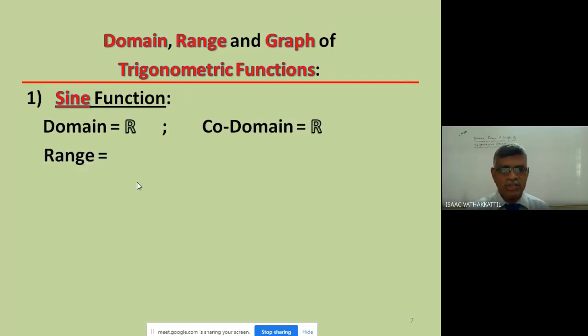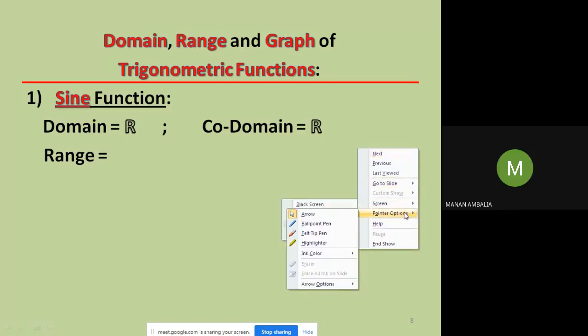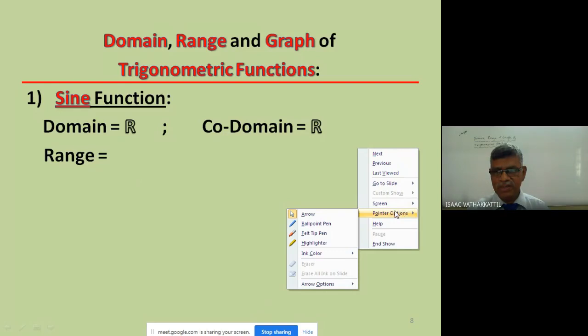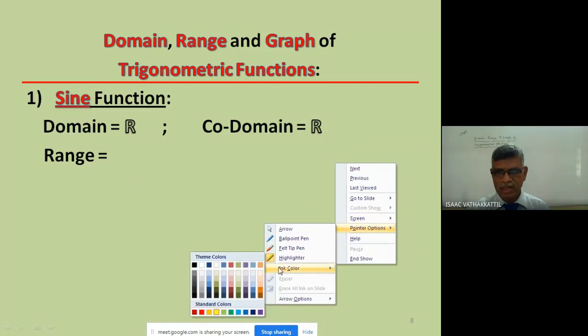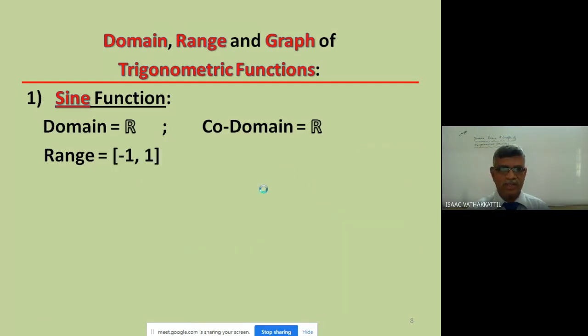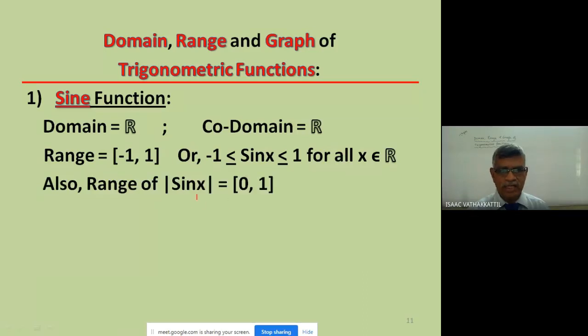What will be the range of sine function? Some of you say 0 to 1. Why can it not be negative? It can be negative also. It will be -1 to 1, a closed interval -1 to 1. That means sine theta or sine x can be any value between -1 and 1. If you take mod sine x, it has to be from 0 to 1. Or if you take sine squared x, that also has range 0 to 1.